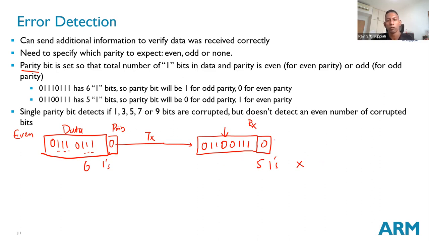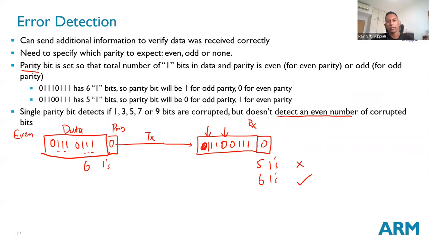But again, like I said, it's not foolproof because it cannot detect an even number of errors. What if this bit flipped and another bit also flipped? Let's say this 0 became a 1. Then there are actually 2 errors, but the overall number of ones still becomes 6, so I will still assume it is correct. Parity checking is a very, very basic way of detecting a single bit error or an odd number of errors. Anything that is an even number of errors, you will not be able to detect. It is not a foolproof system, but it's a very simple way of detecting single bit or odd bit errors in your data.